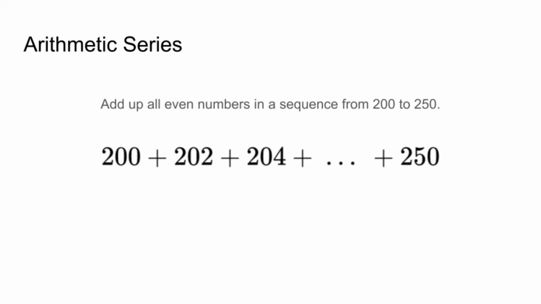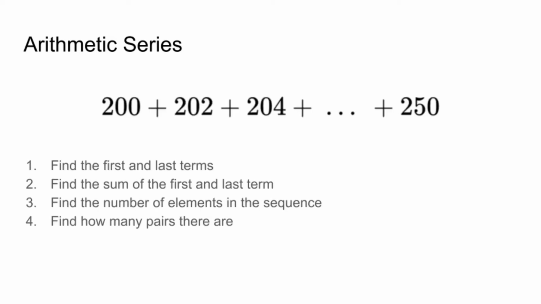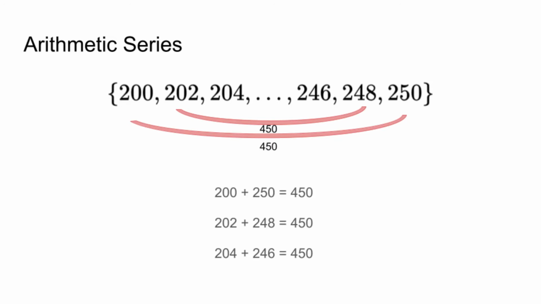So we can easily pair specific elements in the list to get a consistent sum, and then adding up the series becomes a lot easier. Here's the 4-step method. First, find the first and last terms in the series. Second, add up those 2 numbers. Third, you then have to find out how many elements are in the entire sequence, and then determine how many pairs there are. Okay, let's go through this.